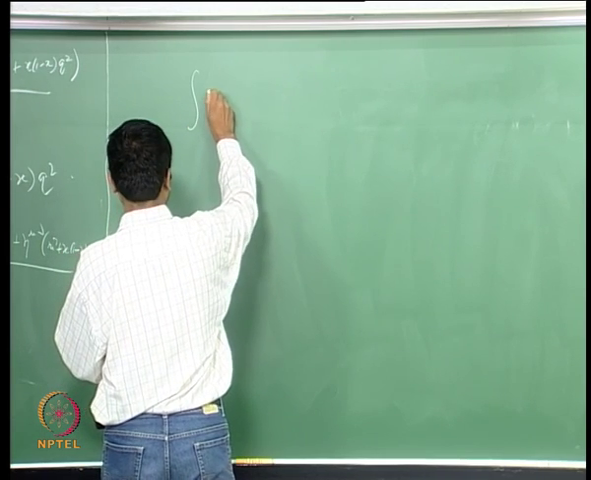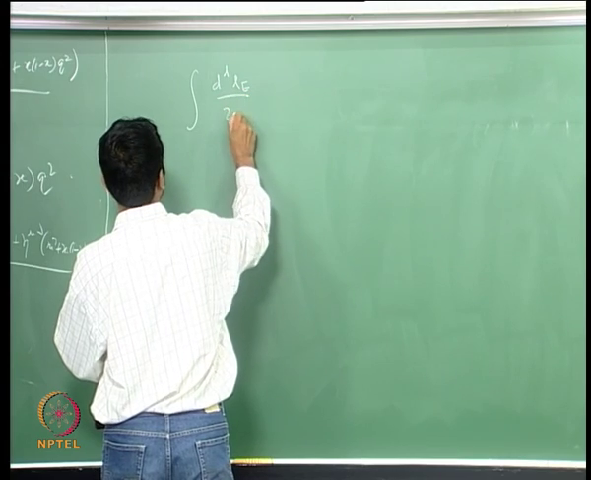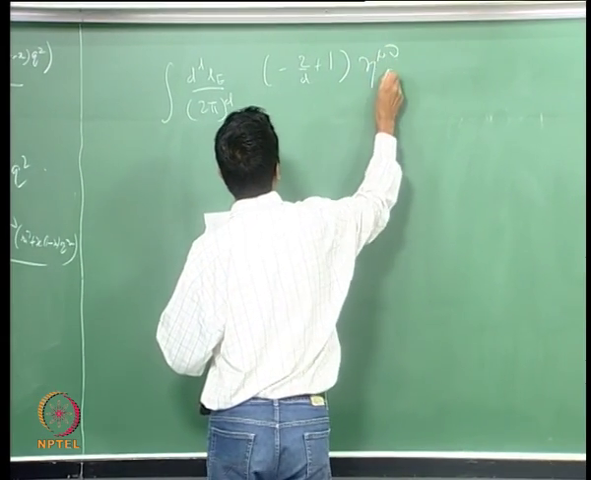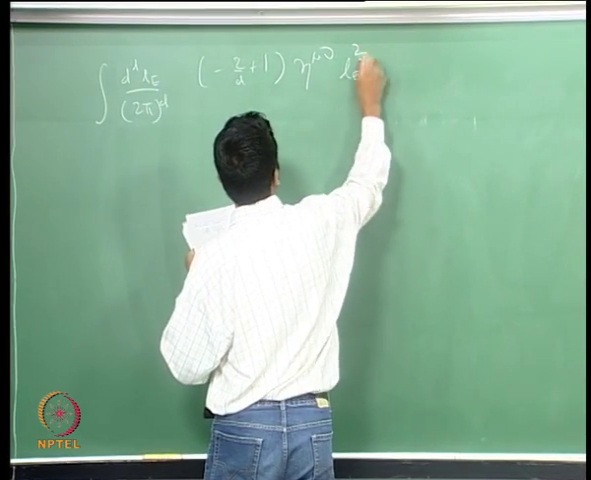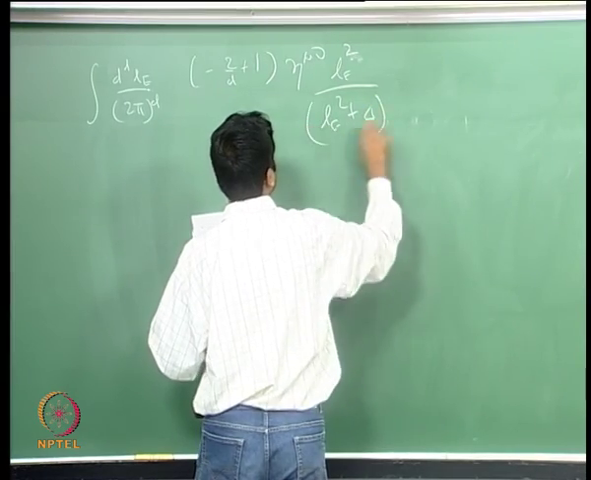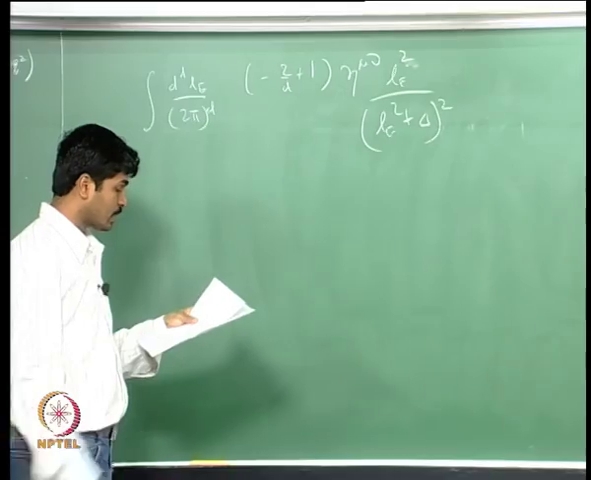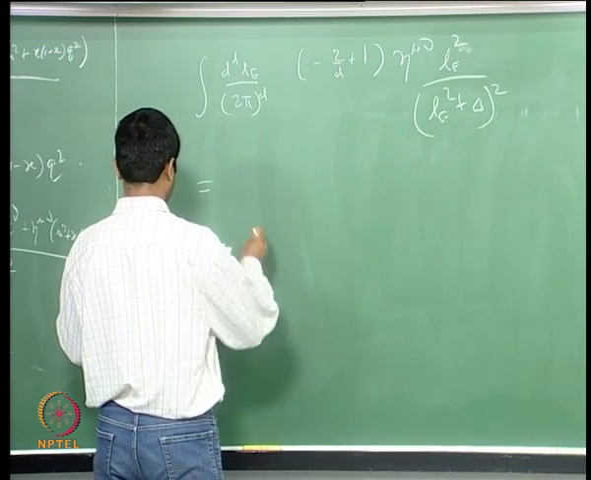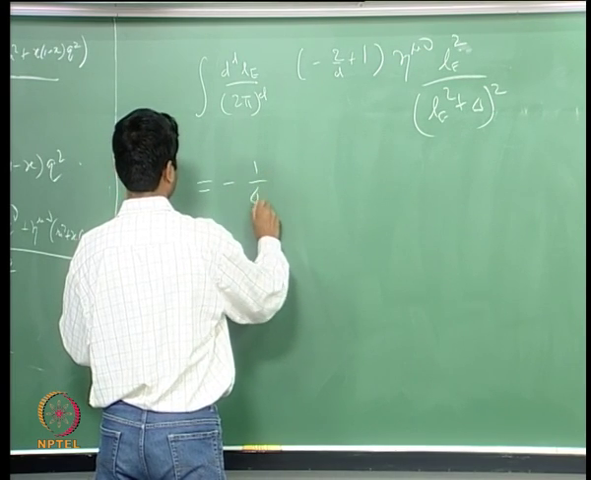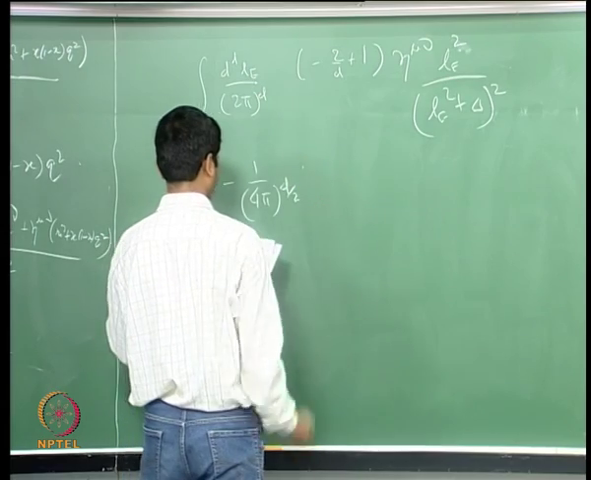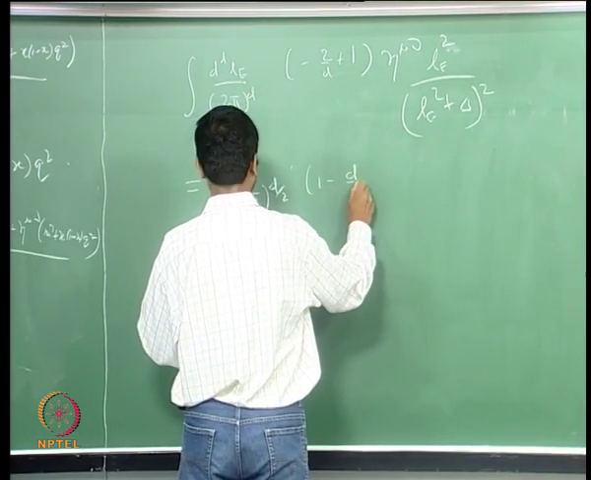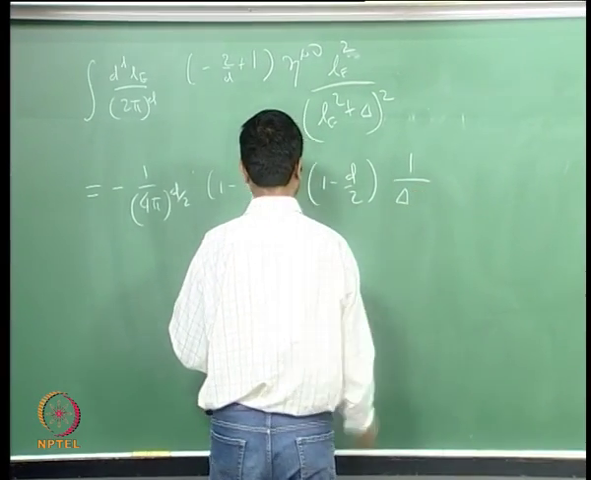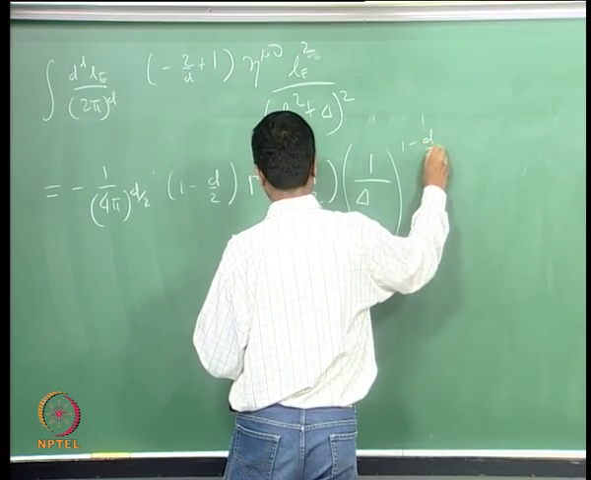So what I get is d^d l_E divided by 2 pi to the power d, minus 2 over d plus 1 eta mu nu l_E square divided by l_E square plus delta whole square. So we have evaluated this integration, and I will simply write the answer. This is simply given by minus 1 over 4 pi to the power d by 2, 1 minus d by 2 gamma of 1 minus d by 2, 1 over delta to the power 1 minus d by 2 eta mu nu.